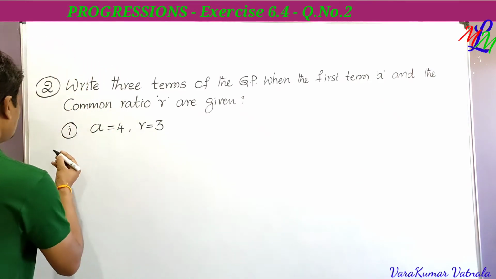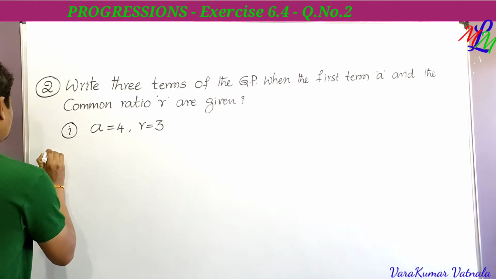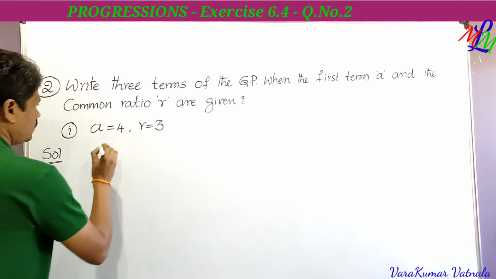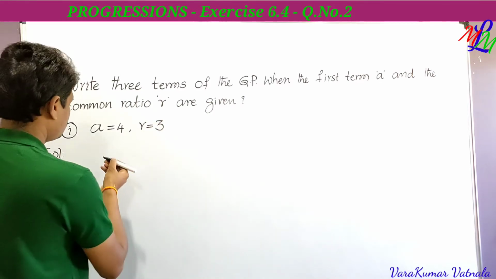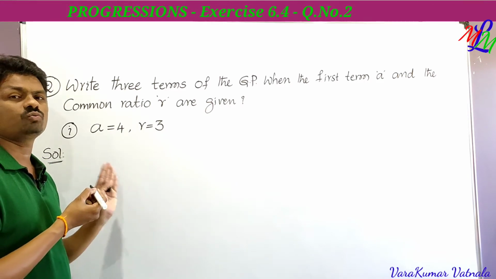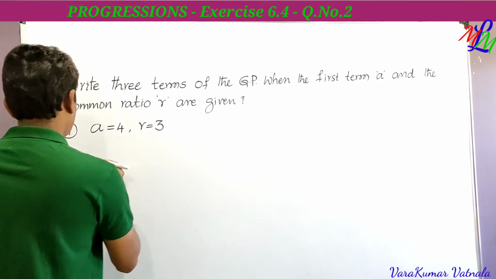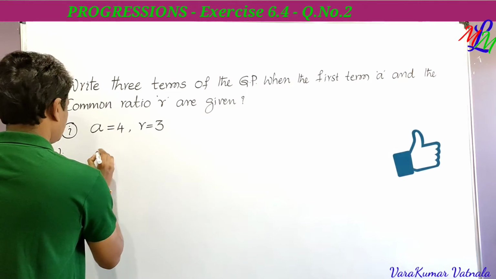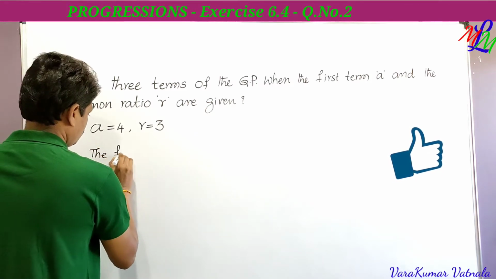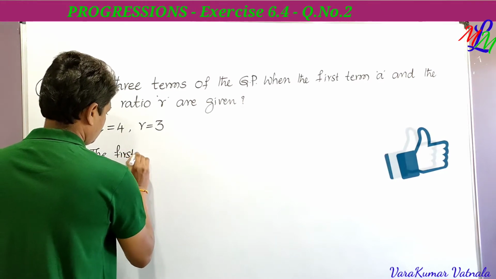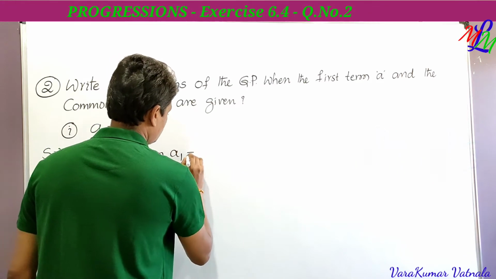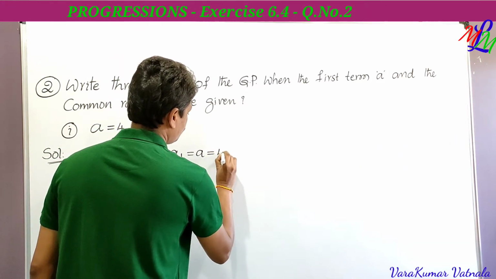See here, the first term is denoted by A1. He is asking to find three terms A1, A2 and A3. So the first term A1 is equal to A only, that is 4.